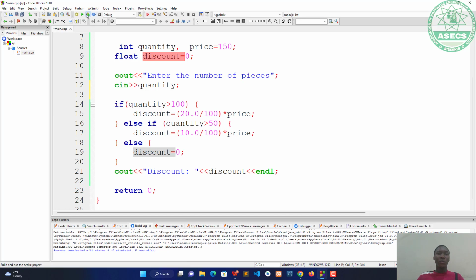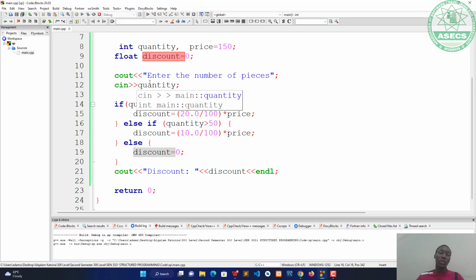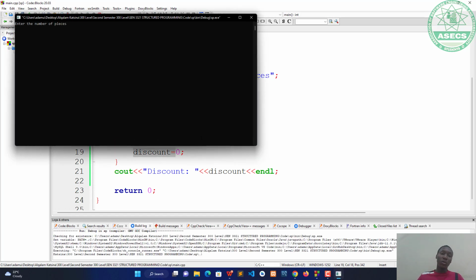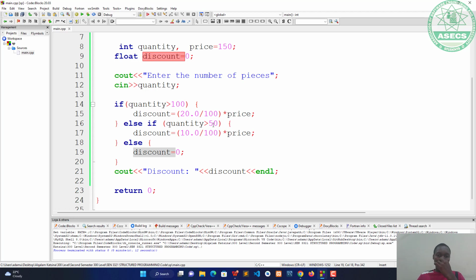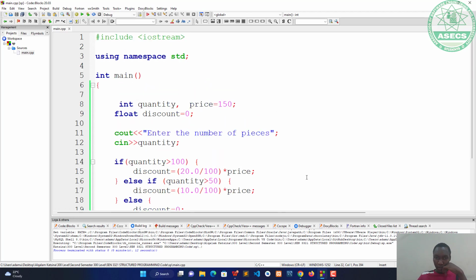So yanzu bari mu gwada siyan abun naira 10 mu gani, sorry abu guda 10, in ga za a ban discount, za ku ga zai bada 150 a wajen. Sorry, to ya ce discount 0, that means I'm to pay what? 150. Though bai nuna 150 ba, but ya nuna min cewa no discount is given, ba mun discount ko kaɗan ba. So a ƙarshe na yin printing discount ne. So that's just it.